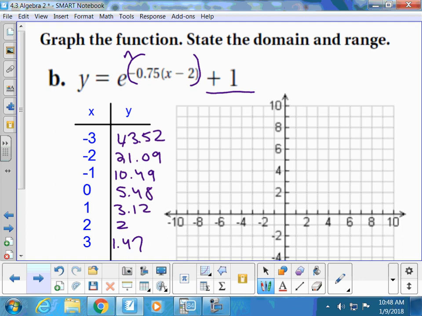And then we already talked about how it's shifting up 1. That's going to make our asymptote run at the equation y equals 1. There's a dot at (2, 0.548).